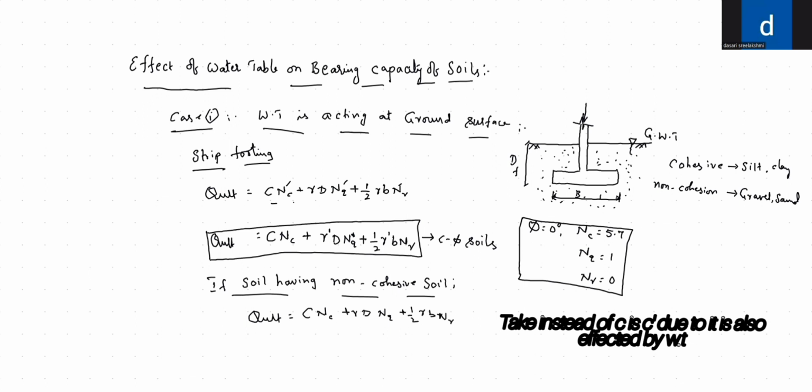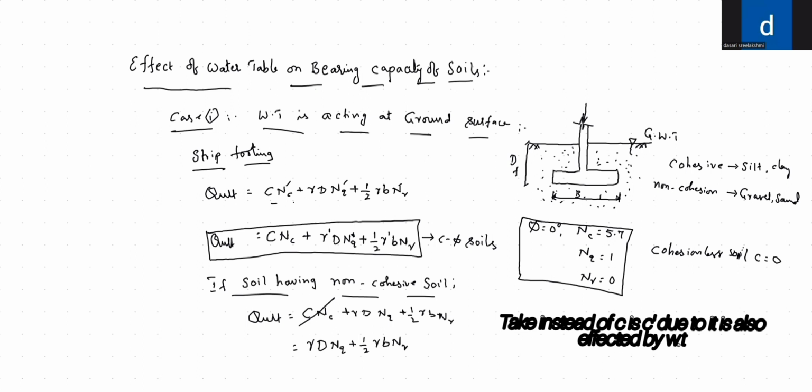In the case of cohesionless soil, c equals 0, so this term is cancelled. The remaining is gamma D Nq plus half gamma B N gamma. This is the same case as applicable to non-cohesive soils.